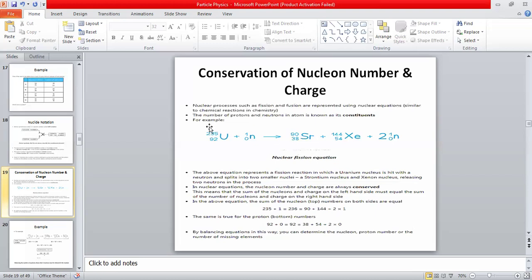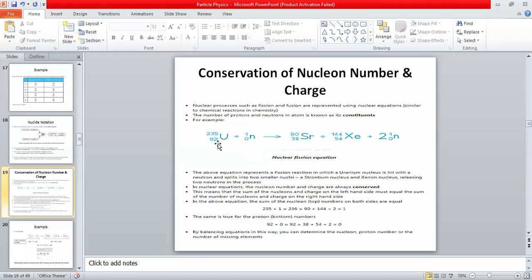So always remember the number of nucleons on the left hand side and the number of nucleons on the right hand side will be the same in any nuclear equation. This equation is called a nuclear equation. So किसी भी nuclear equation में nucleon number और जो charge है वो conserve रहता है. इसी तरह हम charge पे भी देख सकते हैं.